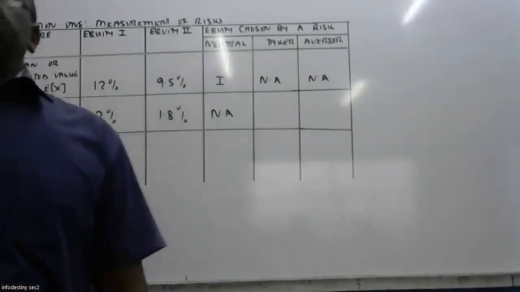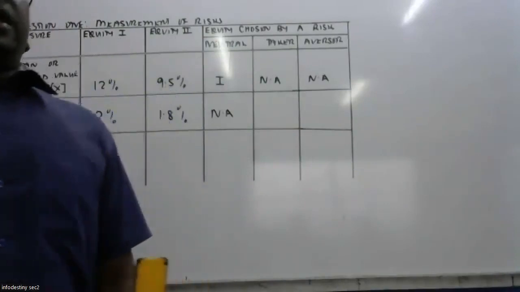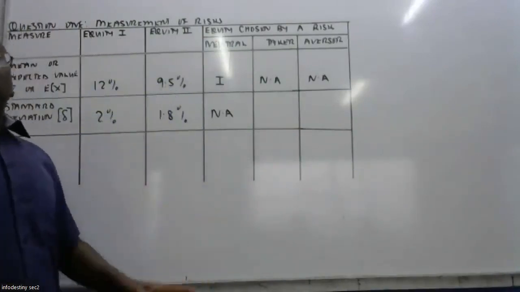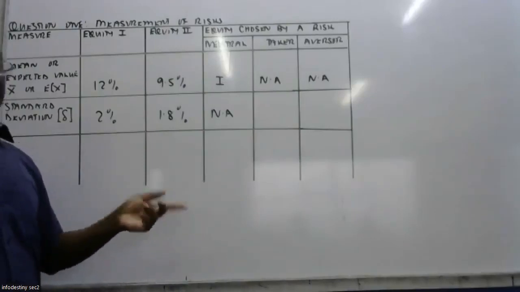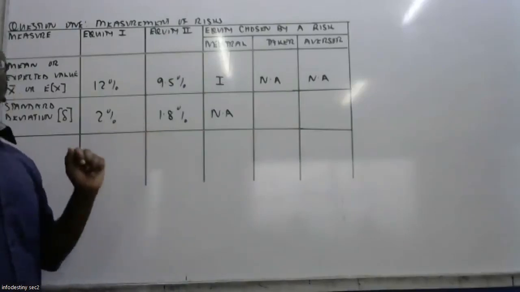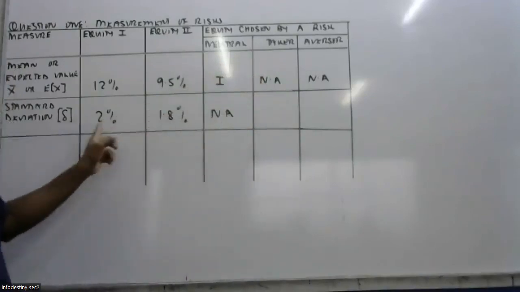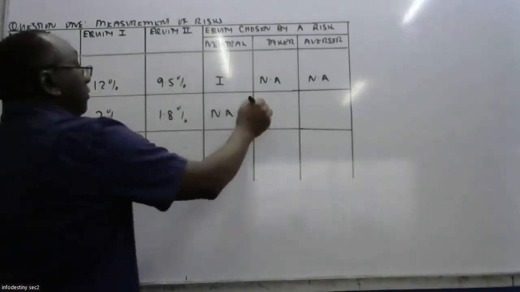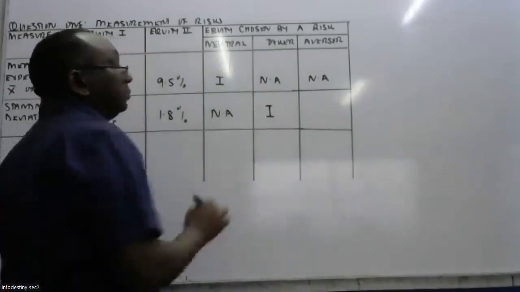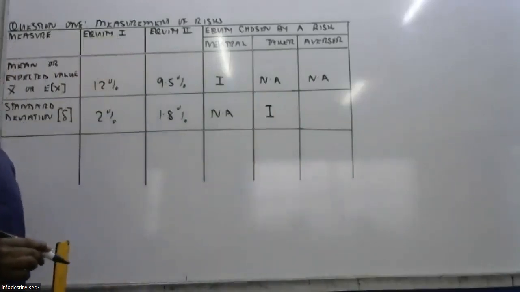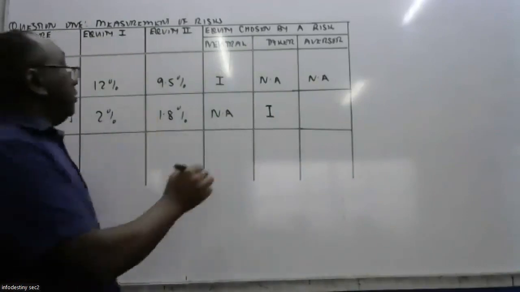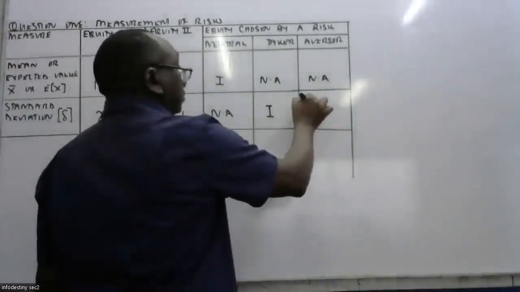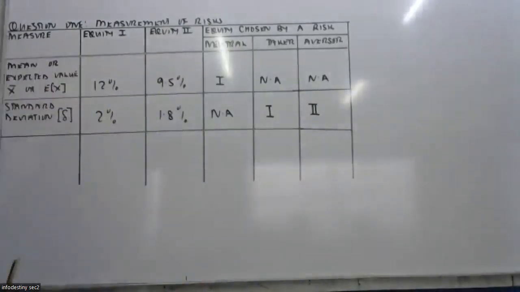A risk taker will compute the standard deviation and will go for the higher risk. The higher these values are, the higher the risk. So a risk taker will prefer this one, so you will go for equity 1. But a risk averser will avoid risk, so you go for the smaller one. So you prefer this one, we prefer that one, risk averse.